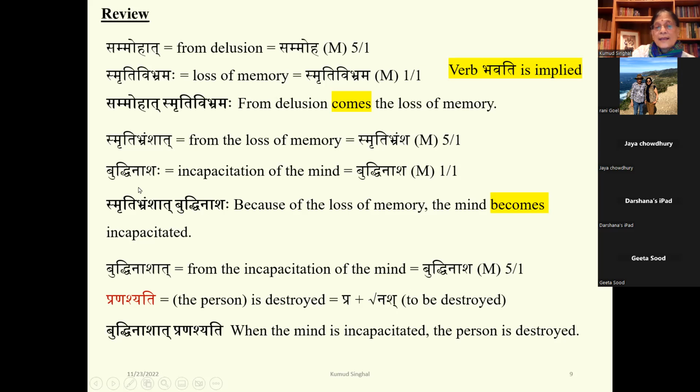Buddhinashah. This is again a compound word. Buddhi and Nasha. Buddhi means memory or intelligence, and Nasha means destruction of the buddhi. So incapacitation of the mind. So this is again in Prathama Vibhakti Ekavachanam. Smriti Bhramshat, Buddhinashah. Because of the loss of memory, the mind becomes incapacitated.